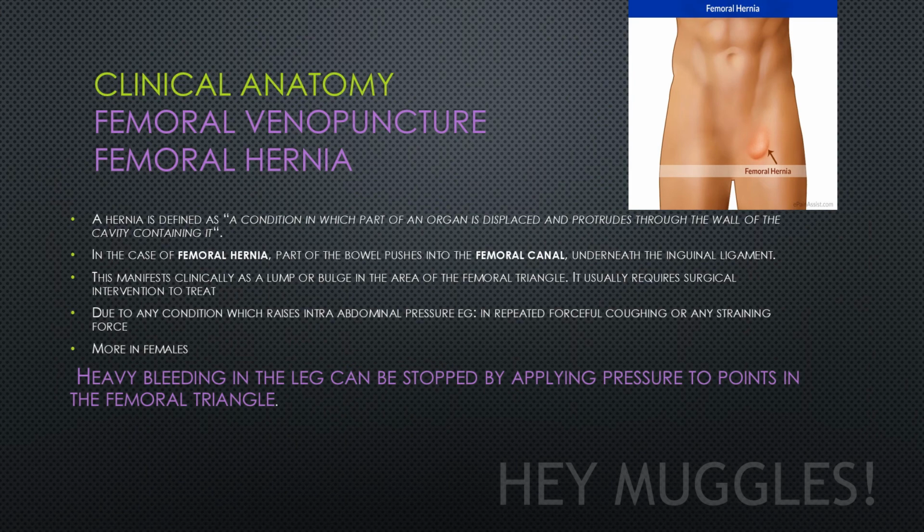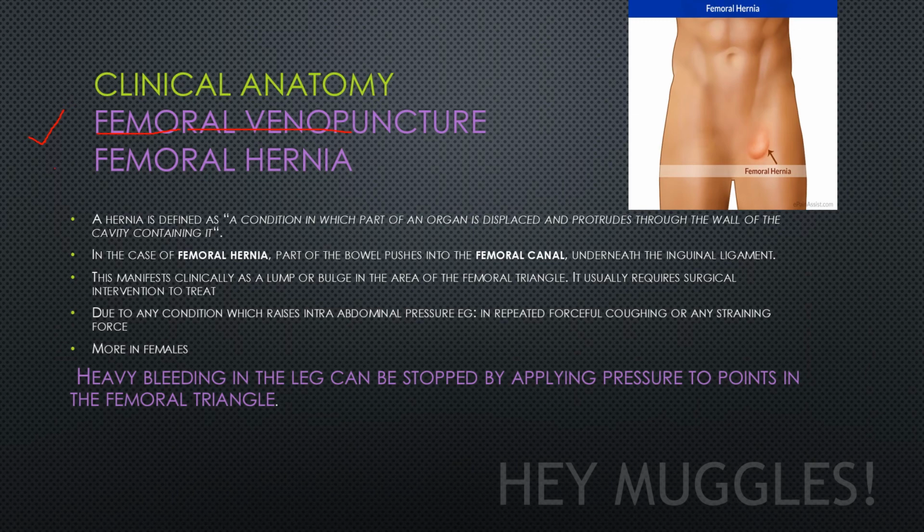Let's talk about the clinical correlations of the femoral triangle. So first is your femoral venopuncture. So what is venopuncture? Venopuncture is basically a process through which doctors get intravenous access for the purpose of getting your venous blood sample. So it is useful when there is collapse of veins of all other parts of the body, and in that case, there are no superficial veins that can be aspirated. So they prefer femoral venopuncture, right?